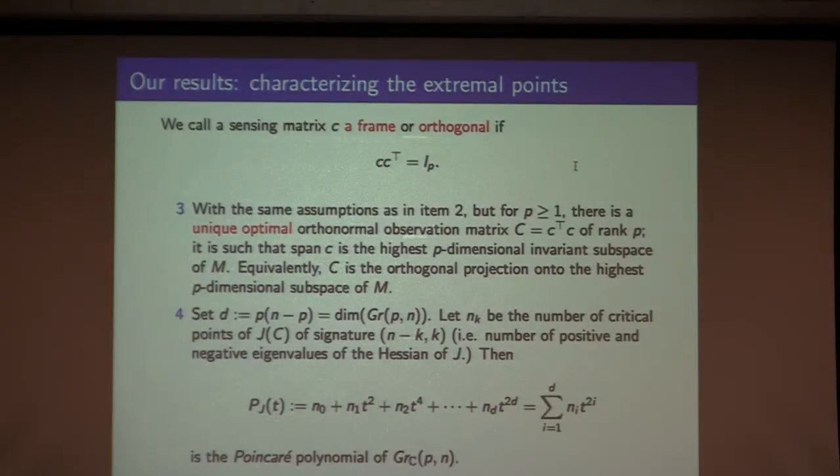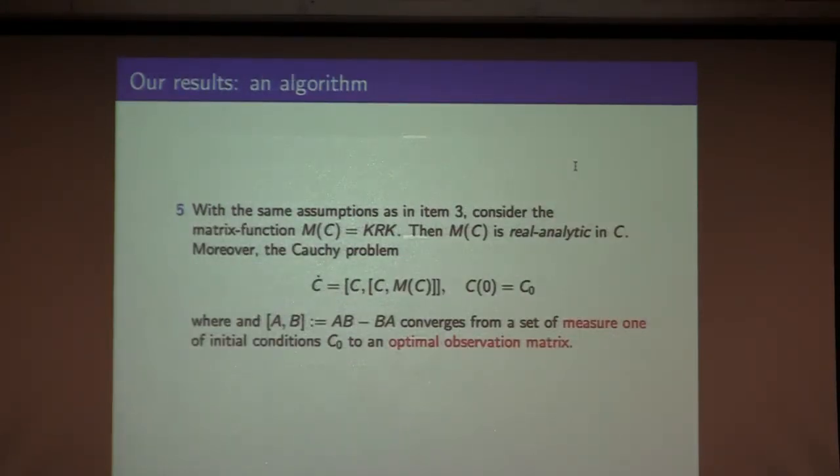So this aside being said, now here is an algorithm. If you want to find the optimal observer, what you have to do is just go onto MATLAB and solve this equation. You start here with a C which is orthogonal, a projection matrix of rank p. Solve this differential equation, let it flow. So it's the gradient flow of my cost function, and it will converge with probability 1 to the optimal observer or to the optimal actuator. Okay, so this is the algorithm that tells you how to find the optimal observer for the Kalman filter.